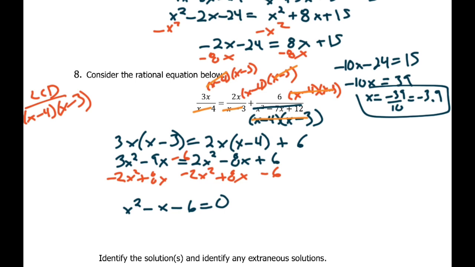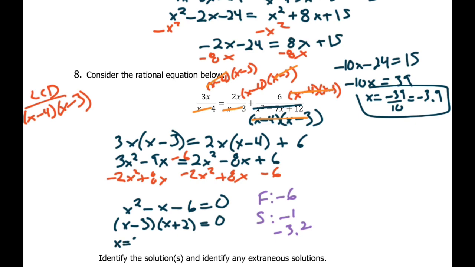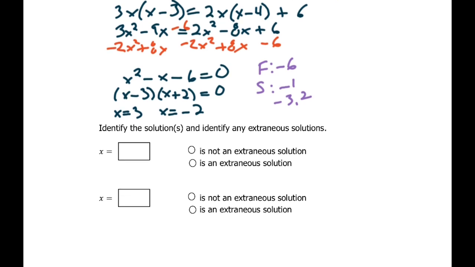And then I'll need to factor this. Factor it using factor sum. So factors of negative 6 that have a sum of negative 1 would be a negative 3 and a positive 2. So I get x minus 3 times x plus 2 equals 0. And then I would get x equals 3 and x equals negative 2. So these are my solutions, 3 and negative 2.